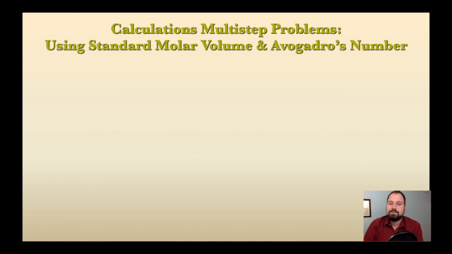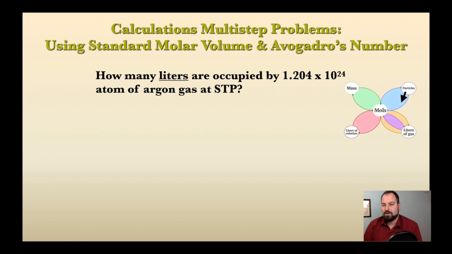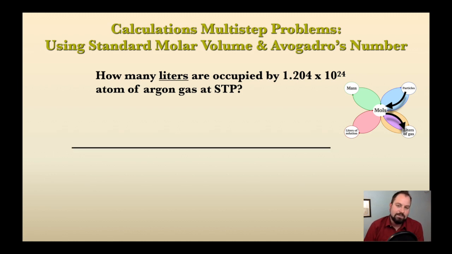Let's move on. Let's do a multi-step problem this time using these. How many liters are occupied by 1.204 times 10 to the 24 atoms of argon gas at standard temperature and pressure? I'm going to start this in 3, 2, 1. Here's the plan. We're going to start off from particles to go to moles, and from moles, we're going to go to liters. And so here is our setup. What's our starting piece of information? That's right, it's 1.204 times 10 to the 24 atoms, or particles if you prefer. And what's our target? Liters.